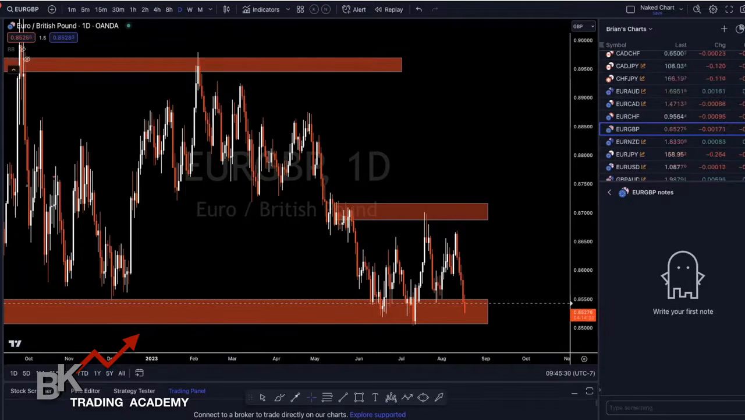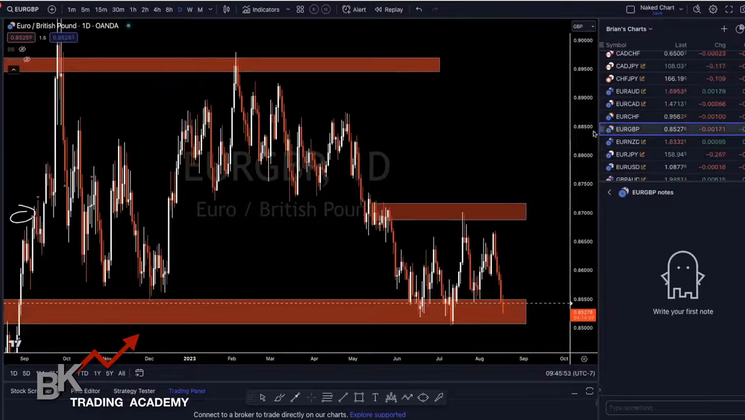And the RSI is an oscillator, so it's shown on a scale from 0 to 100. If the RSI is above 70, that tells you that the market is overbought and we need to sell. And if the RSI is below 30, this tells us that the market is oversold and that we need to buy. So let's go ahead and look at Euro GBP.